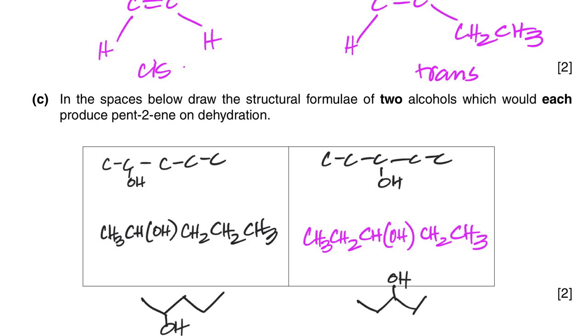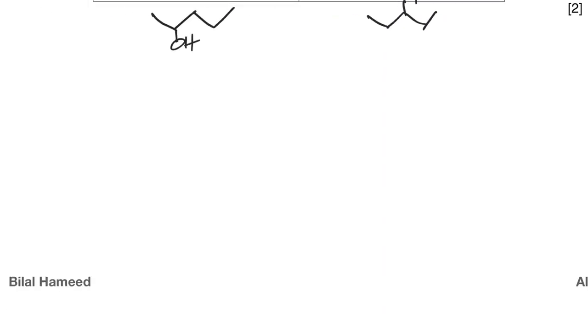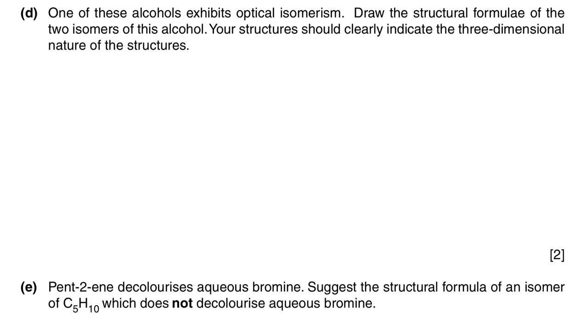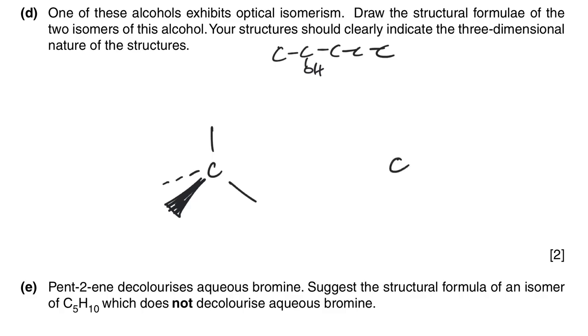What are they asking? They're asking that one of these alcohols exhibits optical isomerism. So which one is this? Pentan-2-ol. This is that one. What they're asking is to draw the structures to show the three-dimensional shape. So what structures do you draw? The mirror image reflections.